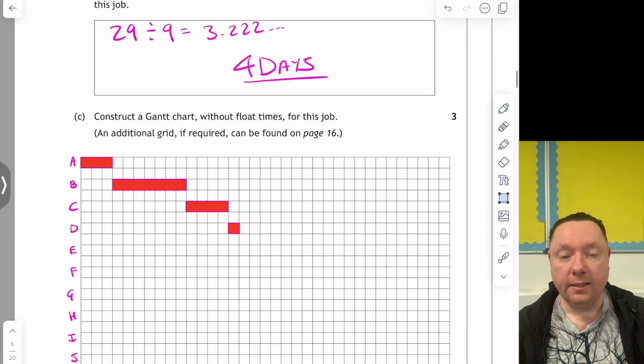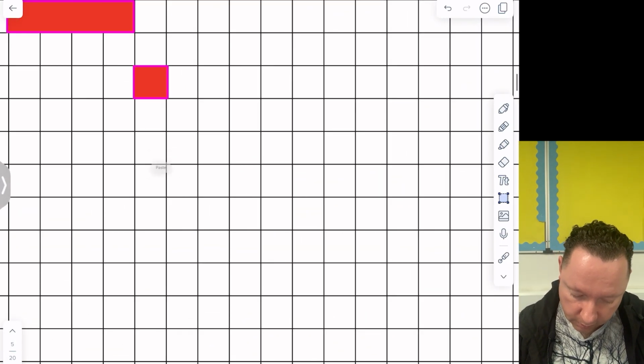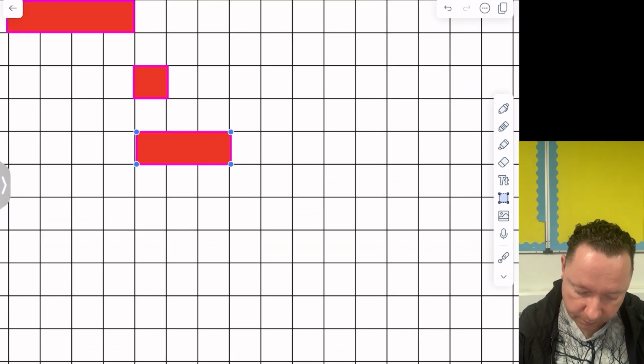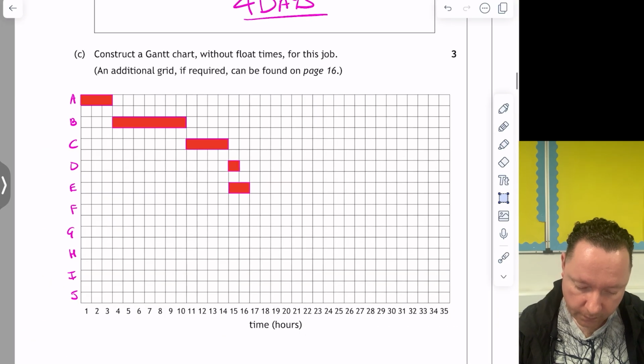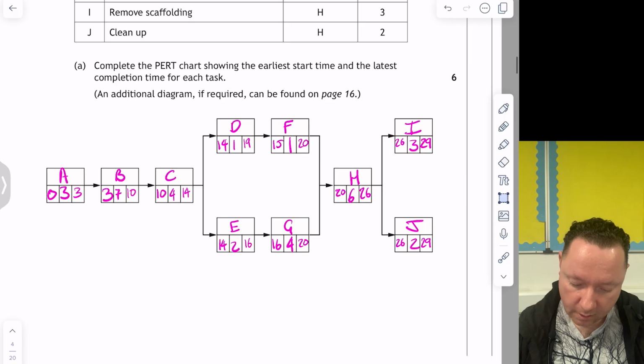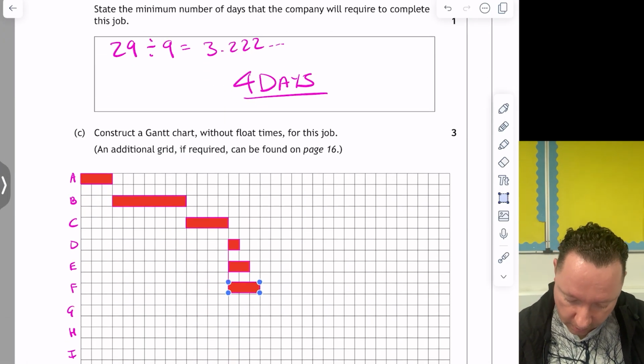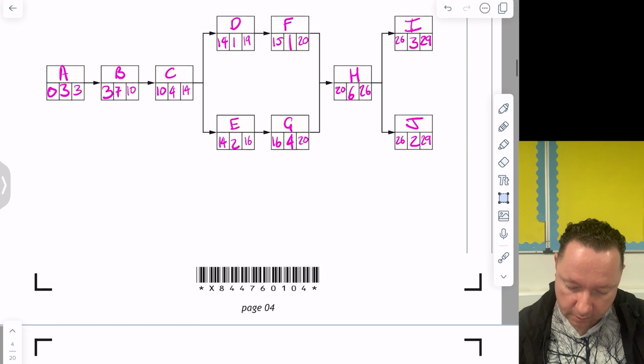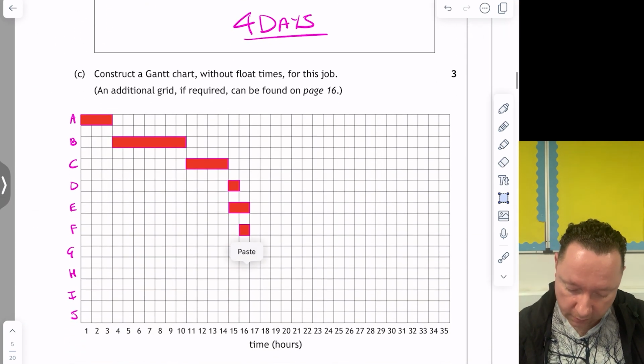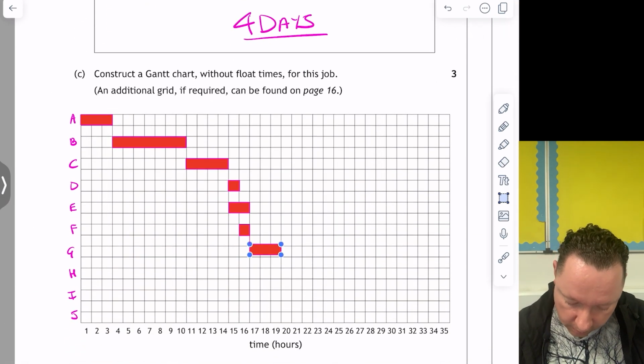E starts at 14 and takes 2. So starting in the same place for E, I'm drawing it 2 along. So there's E. F starts at 15 and takes 1. So that's 14, so that's 15. I want to draw it for 1, so there's 1. G starts at 16 and takes 4. So 16 and 4.